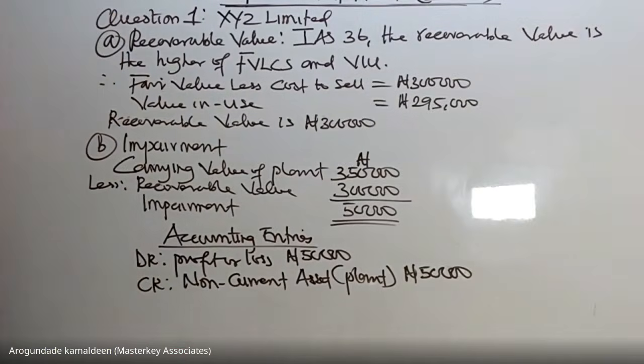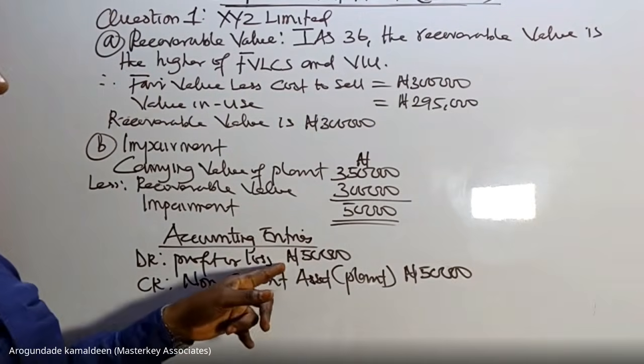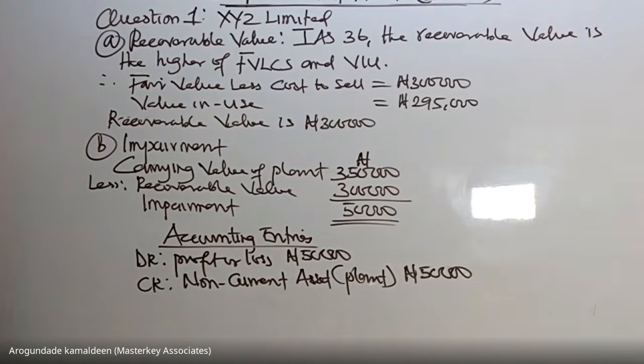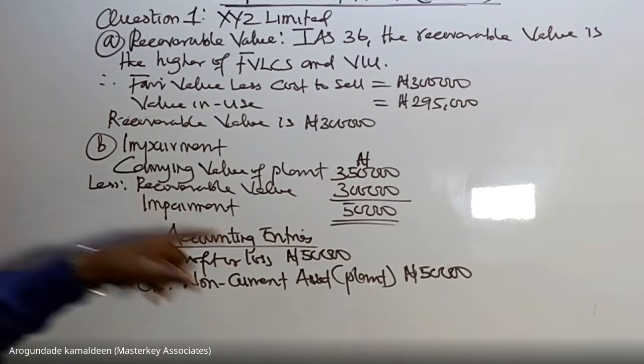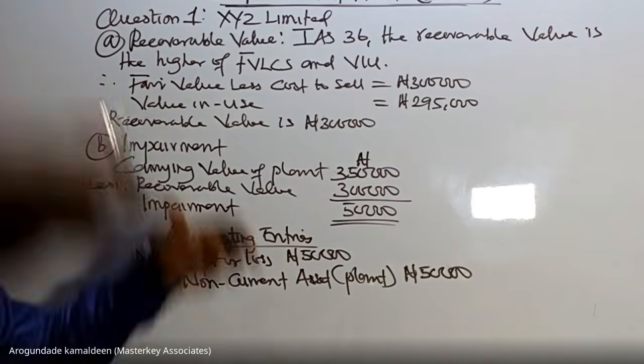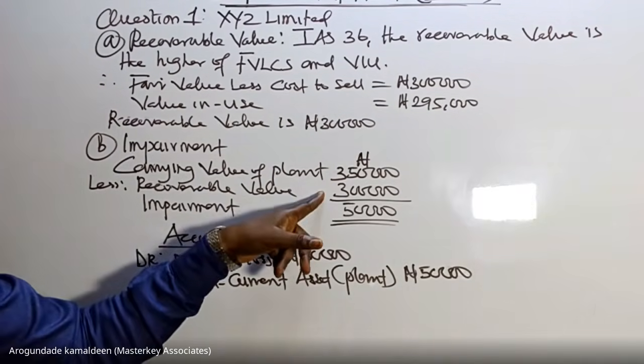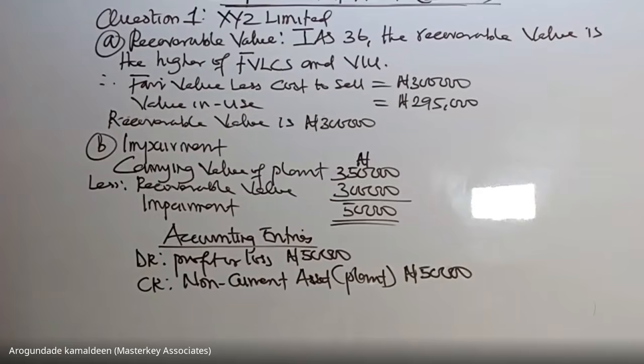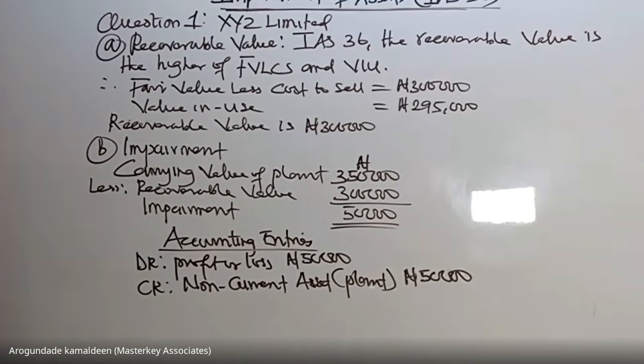So this year, you are going to charge this as an expense to the profit or loss. Also, you are going to reduce the value of the plant by 50, so the value of the plant that you will carry now is 300,000. Is that clear? Yes, go on.